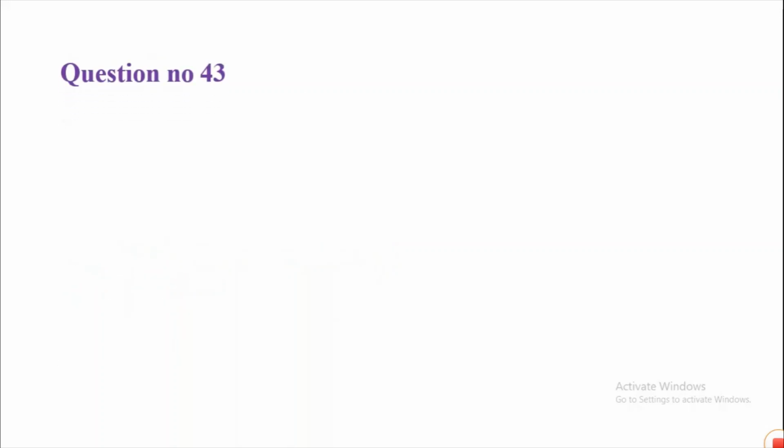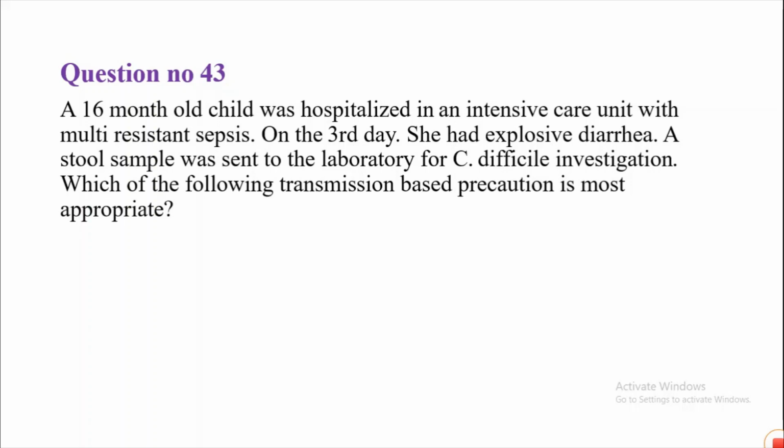Question number 43. A 16-month-old child was hospitalized in an intensive care unit with multi-resistant sepsis. On the third day, she had excessive diarrhea. A stool sample was sent to the laboratory for C. difficile investigation. Which of the following transmission-based precautions is most appropriate? The options are number A, combination, airborne and droplet, number B, contact, number C, droplet, number D, airborne.